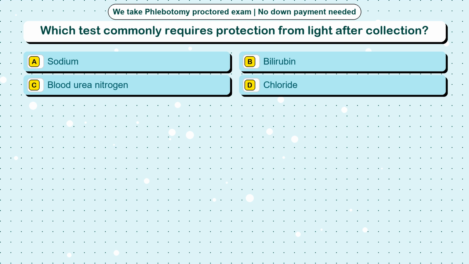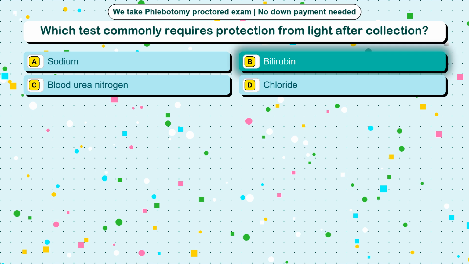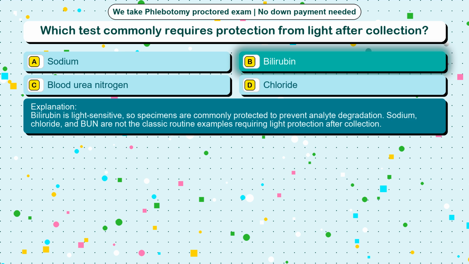Option A. Sodium. Option B. Bilirubin. Option C. Blood urea nitrogen. Option D. Chloride. The correct answer is option B. Bilirubin. Bilirubin is light sensitive, so specimens are commonly protected to prevent analyte degradation. Sodium, chloride, and BUN are not the classic routine examples requiring light protection after collection.